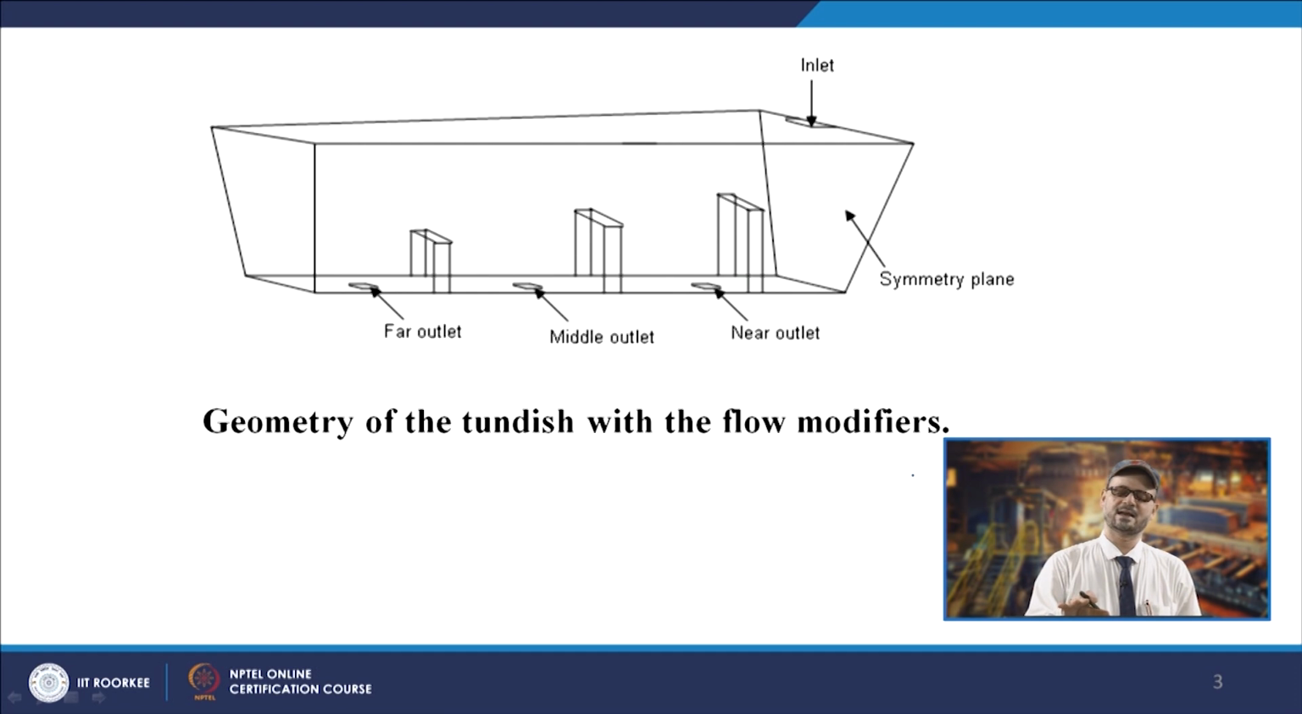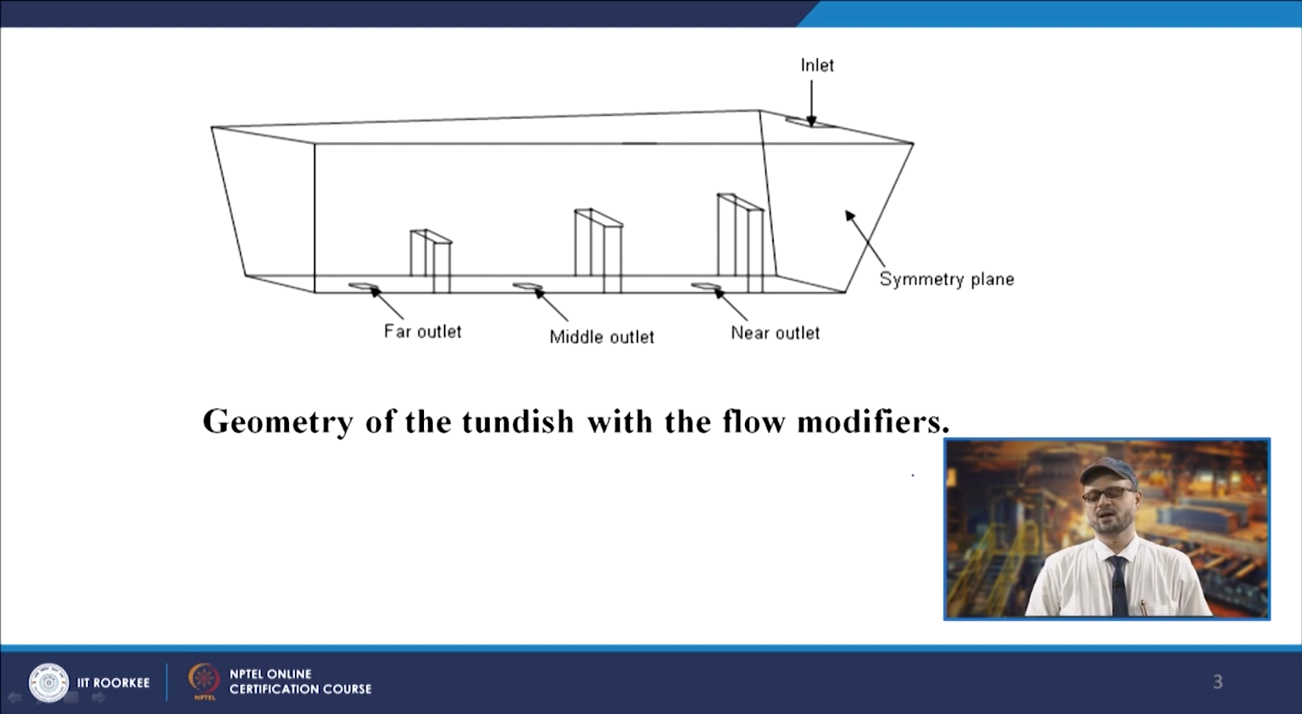So, that is also a published work. In that, this is how we make the geometry. In the geometry you have an inlet and a symmetry plane. It is basically a 6 strand Tundish, and we have also used these flow modifiers. This is the near, middle and far outlet from the inlet. That is why we have named it like that, and this is the symmetry boundary condition.